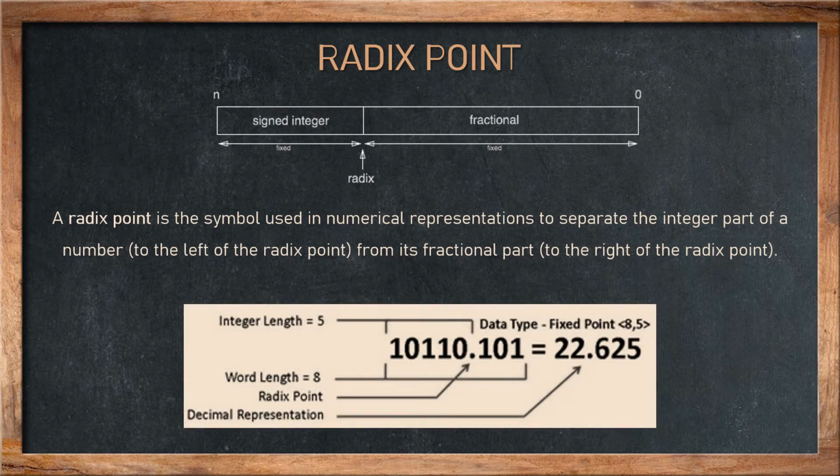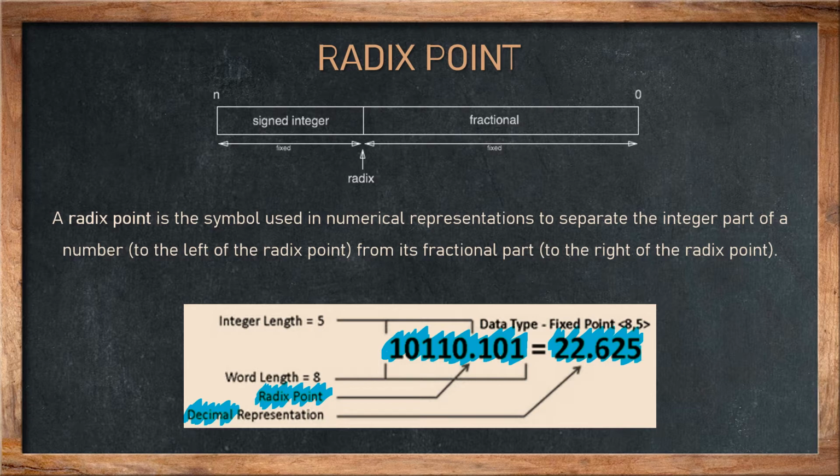As you can see in the image, we have taken 22.625. This is my decimal number. When we are talking about a decimal number, this dot we call the decimal point, or the floating point. But remember this, when we are working with binary numbers, and in the binary number we have an integer part as well as a fractional part, we call that dot the radix point. This has another significance.